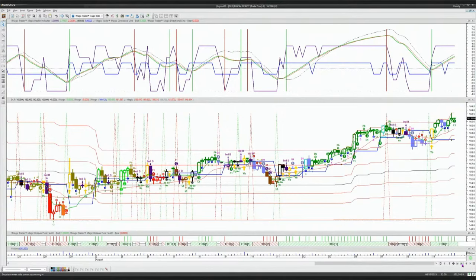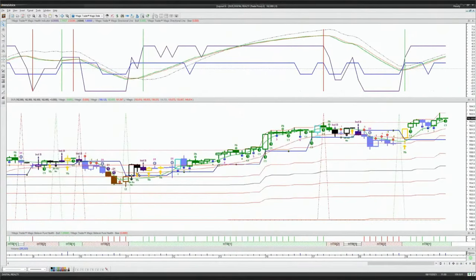Say for instance I was long for a long time, and I want to take profits. Many times you get stopped out because you put the stop below the red magic line. When it's trending, I want to stay in the trade to maximize the profit. So here, we're above the magic line, and as long as it doesn't close below it, I'm okay.